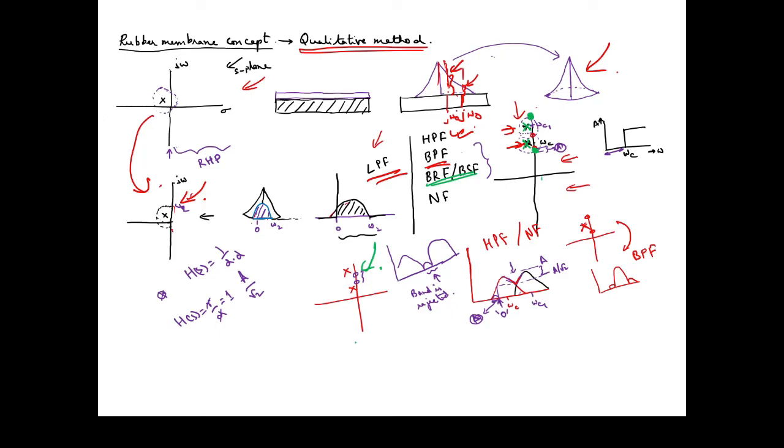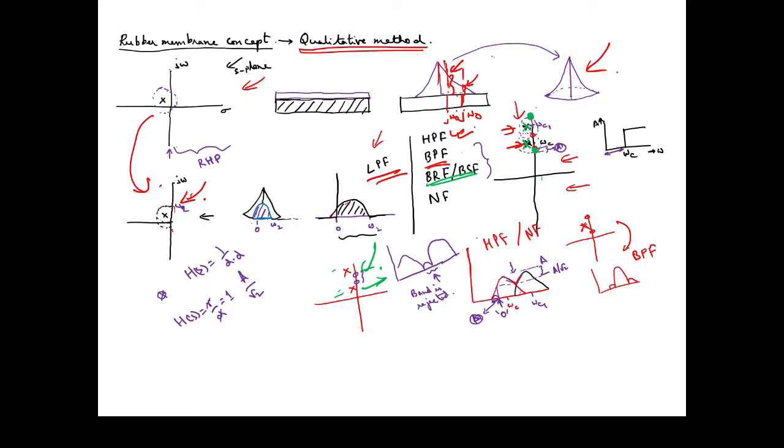Then band reject filter or band stop filter, you will be getting something like this. You are having two poles, and between these two poles you put the zeros where the amplitude of the filter will be brought down. Okay, so the band pass filter would be something like this. Okay, and its corresponding response would look something like this one.